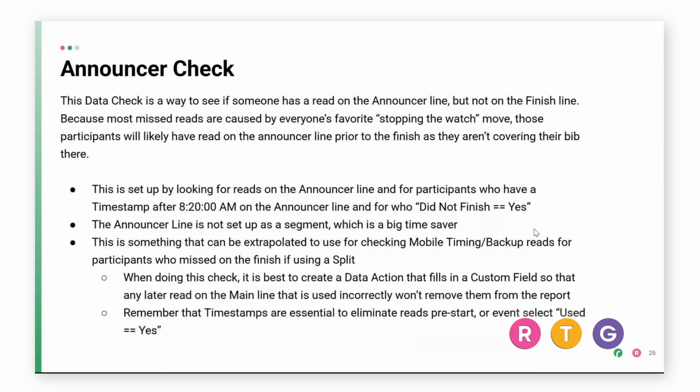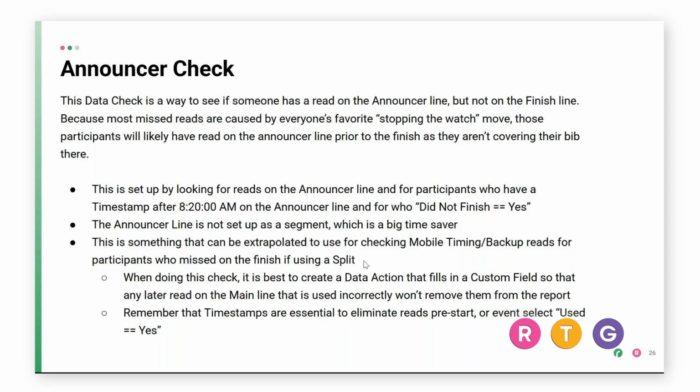Another very useful one would be the announcer check. And this one is a real lifesaver on the finish line, especially if you are having to evaluate backup data that's coming from volunteers or maybe less than ideal. So this data check is a way to see if someone has a read on the announcer line, but not on the finish line. Most missed reads are caused by everyone's favorite, stopping the watch and covering the bib move.